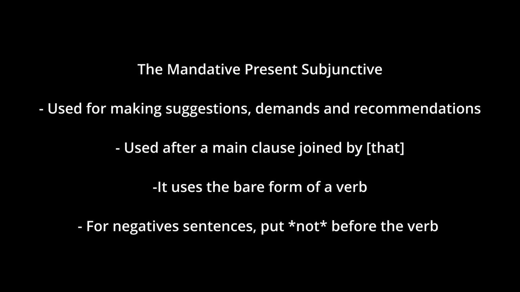So if we turn our attention first to the present subjunctive, it actually has two types: the mandative subjunctive, and there's another type called the formulaic subjunctive. We use the present subjunctive in its mandative form with phrases that make suggestions, demands, and recommendations, and as such it is used after a main clause that utilises a phrase to show this. It uses a bare form of the verb.